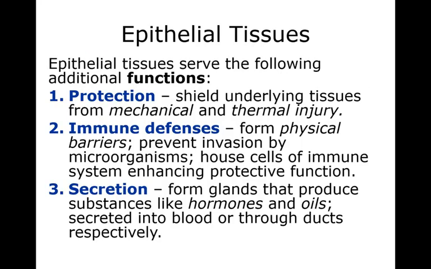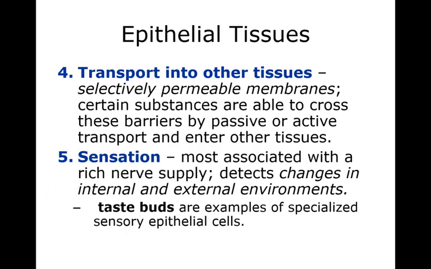In addition to being a barrier, the epithelial tissue serves several other functions, one being protection. So we just said as a barrier it's shielding underlying tissues from injury. It also carries out the function of immune defense. One of the things we'll talk about in anatomy too are ways that your skin prevents invasion. Some of the things that your skin actually secretes in order to protect your body, number 3 mentions hormones and oils that are secreted by glands that are found in epithelial tissues.